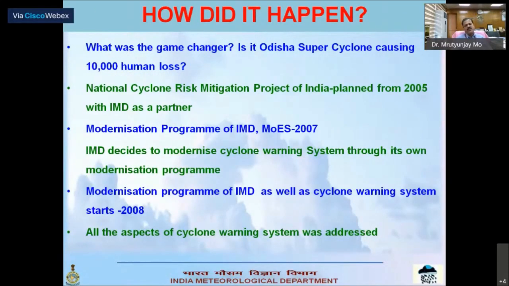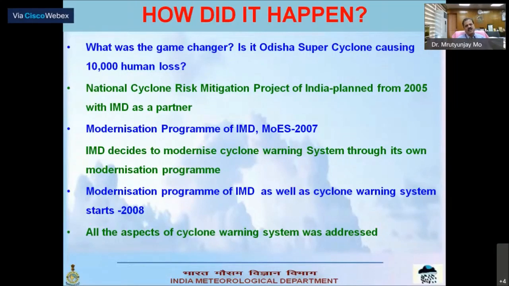So you may think about how this changeover, how this game changer happened, so that you have come down from 10,000 to less than 100 in terms of loss of lives due to cyclones. I just want to mention here that after the Odisha super cyclone 1999, there was an effort across the country on how to tackle these cyclones which are causing deaths. Then at the central level, the Government of India took up a project called the National Cyclone Risk Mitigation Project, and it was taken up in 2006.